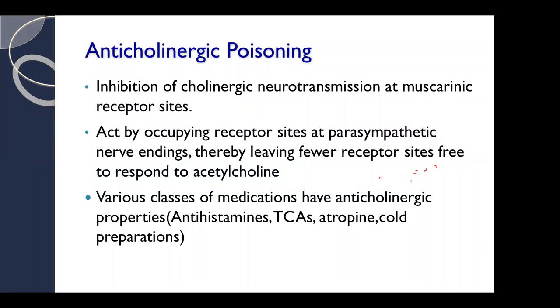It is basically the muscarinic receptors which are affected. And various classes of medications have anticholinergic properties like antihistamines, tricyclic antidepressants, atropines, and cold preparations. What they do is act by occupying these muscarinic receptors at the parasympathetic nerve endings, which is why they are also called parasympatholytics, okay? Thereby leaving only few receptor sites free to respond to acetylcholine. Acetylcholine is there, but there are few receptor sites which are left free to respond to it, and hence the symptoms.